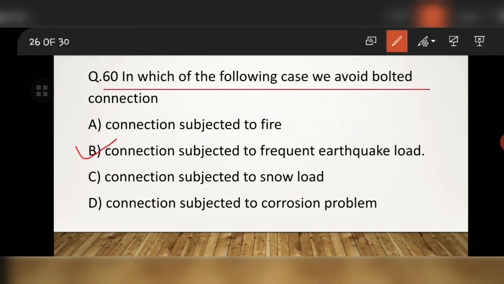Here option 2 is your correct answer. Connection subjected to frequent earthquake load. Here we have to avoid bolted connection because the earthquake load is a fatigue type load in which the fasteners are getting loosed. That's why we are avoiding bolted connection here.